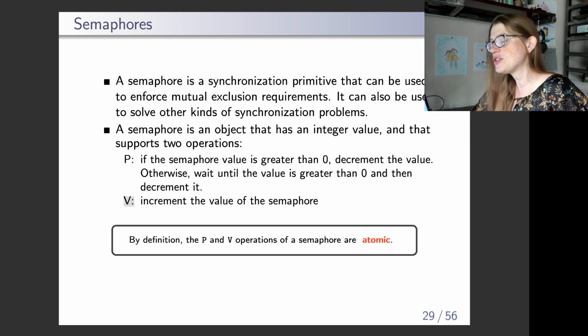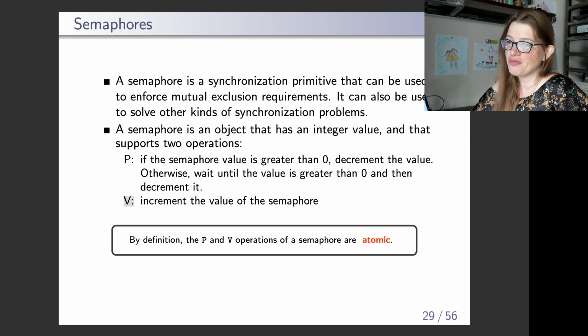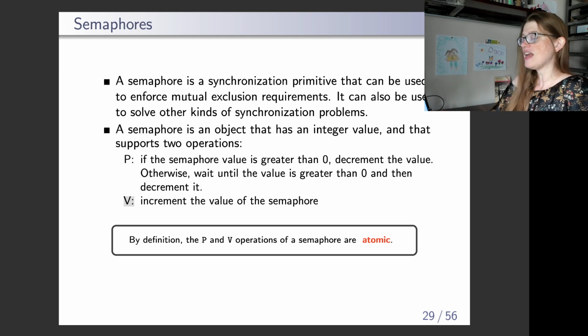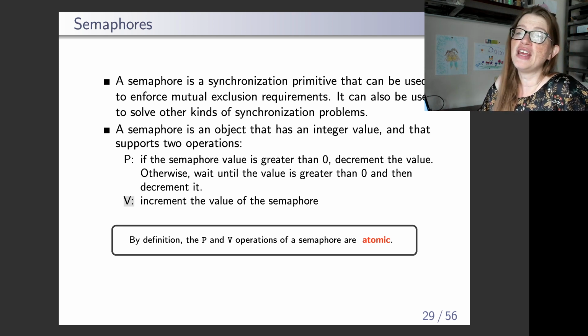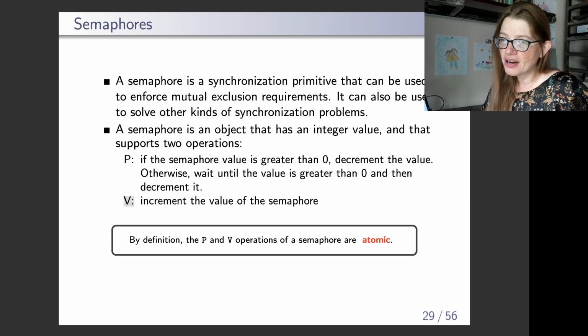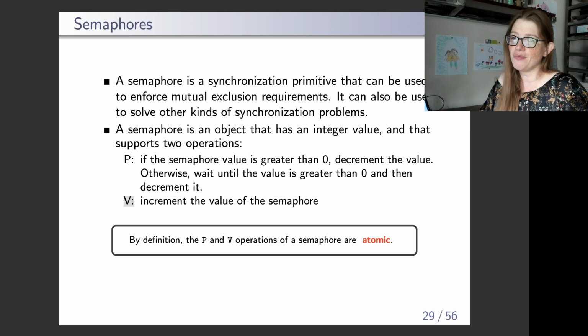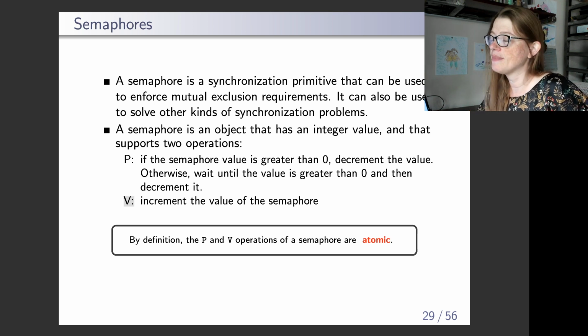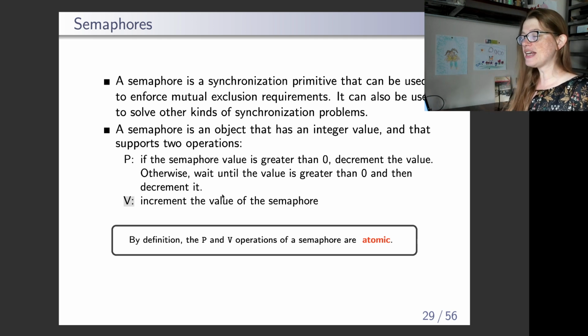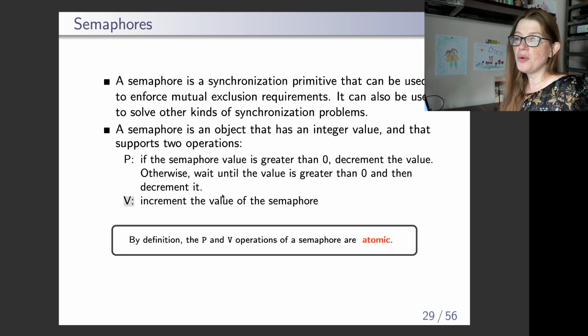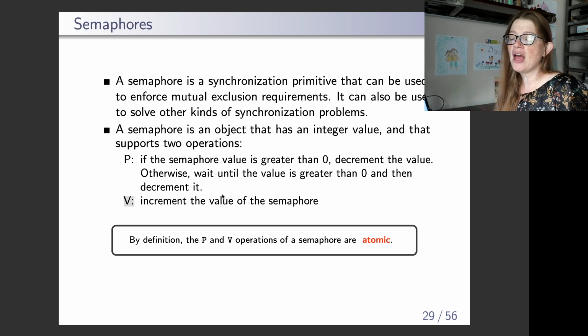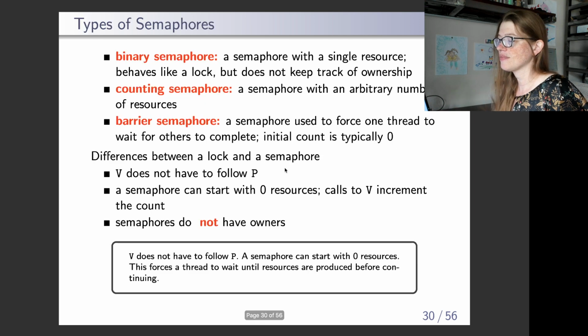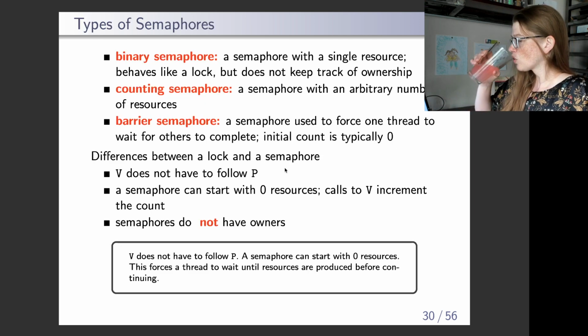In OS 161, the semaphore is already implemented for you, so you don't need to worry about that, and the functions are P and V. But in some more modern libraries, you'll see that they've given P and V nice readable names. We don't have readable names. The other thing I want to point out is that P and V have been provided to you as atomic, that is, there are no race conditions with them.